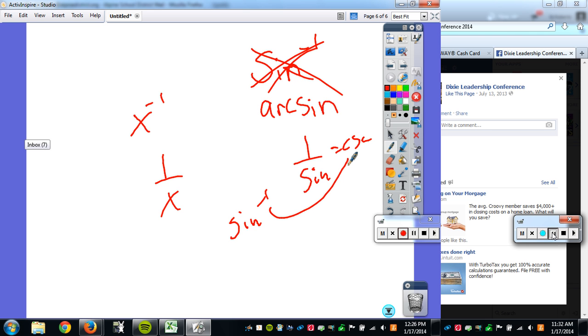Bad notation. I'm telling you right out. Okay? That's why I will never use this. I will always write the word arc sine. Okay? Just beware. Okay? Anyway.